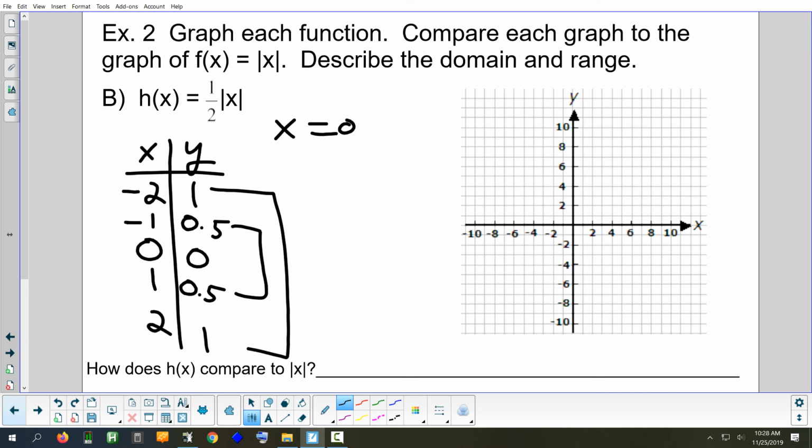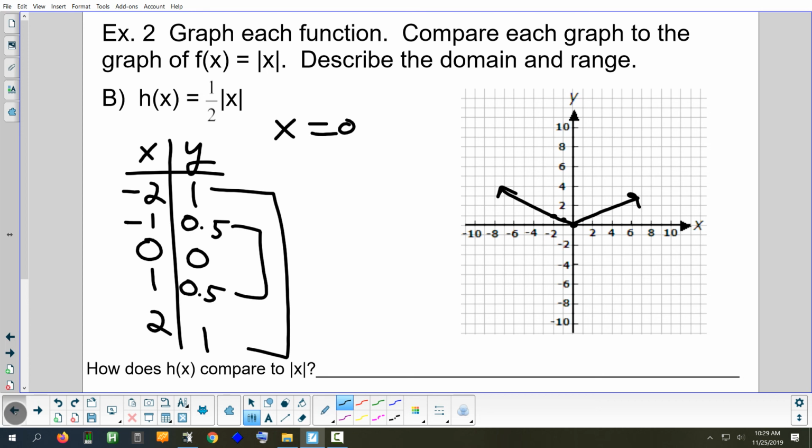Now, this is a number in front, but it's a fraction. So think of the Play-Doh on the table. You're squishing it down, and it's going to spread out. So the V shape is going to get wider. Let's see if that's what happens. 0, 0. -1, 0.5. -2, 1. 1, 0.5 and 2, 1. Look at my V shape.